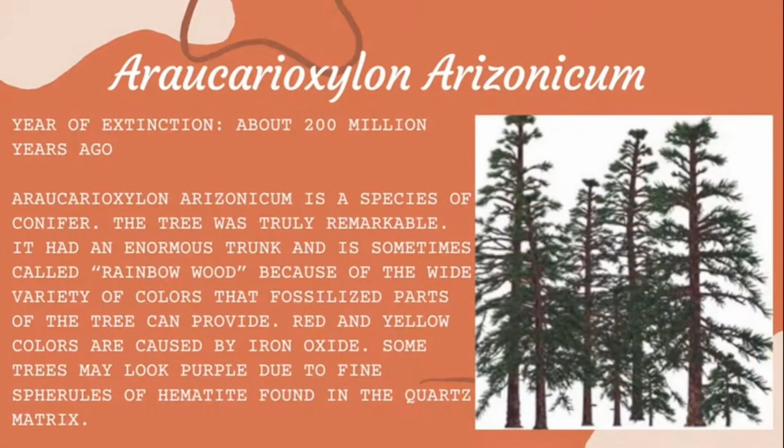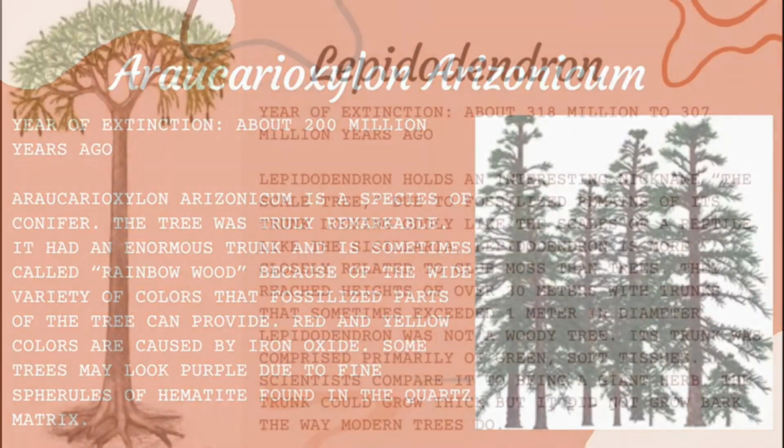The second example of an extinct plant is Araucaria arizonica. Year of extinction: about 200 million years ago. Araucaria arizonica is a species of conifer. The tree was truly remarkable. It had an enormous trunk and is sometimes called rainbow wood because of the wide variety of colors that fossilized parts of the tree can provide. Red and yellow colors are caused by iron oxide. Some trees may look purple due to fine separules of hematite found in the quartz matrix.